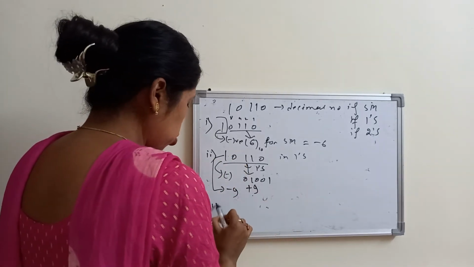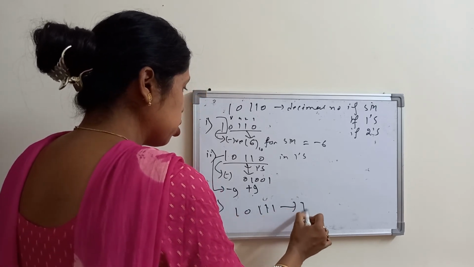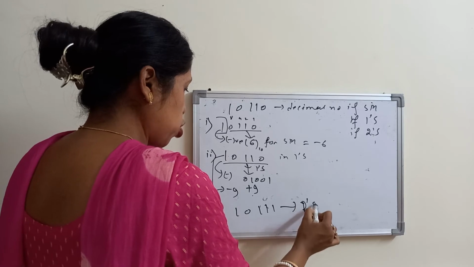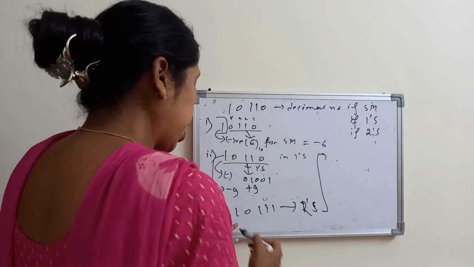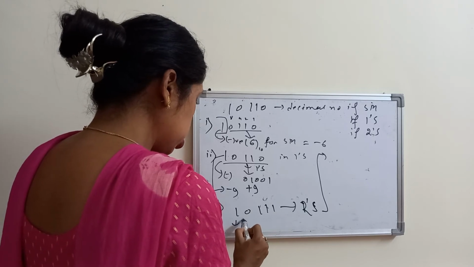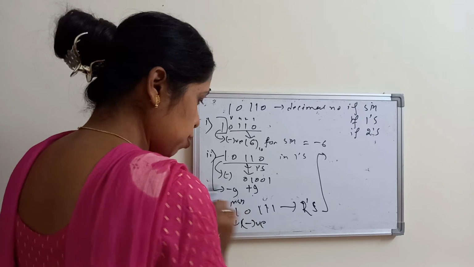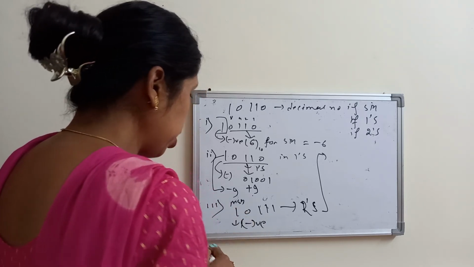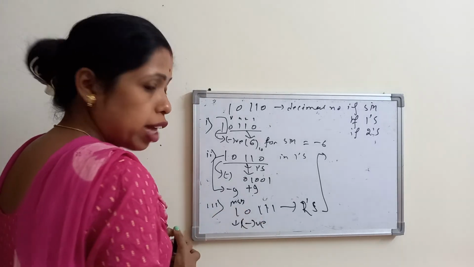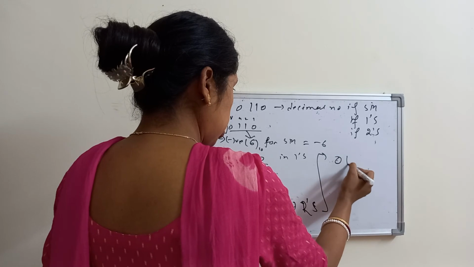Now come to the third one. This number is given in 2's complement format. Okay, so again the MSB is 1, so it is a negative number. For getting the positive number, I have to do the 2's complement of this negative number. First I am doing the first complement.